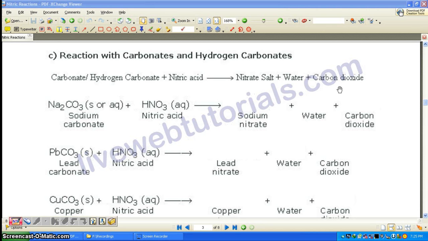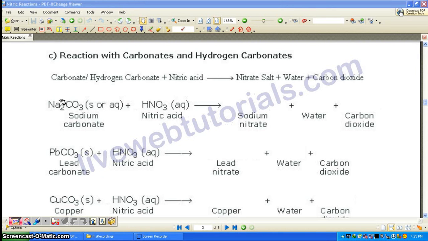Effervescence of carbon dioxide gas means a sound like soda will be produced if you open a soda bottle. You can see how carbon dioxide gas is evolving. So in this way the reaction is going to take place with either carbonate or hydrogen carbonate or bicarbonate. So the first example over here is sodium carbonate.